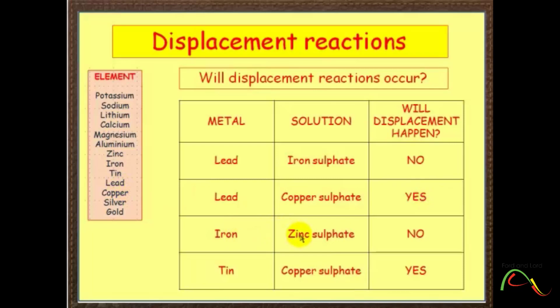Will iron displace zinc from zinc sulfate? No, because zinc is above iron. Will tin displace copper from copper sulfate? Yep, because tin is above copper. Okay? Well, I hope you got on well there, and you got, hopefully, 4 out of 4.